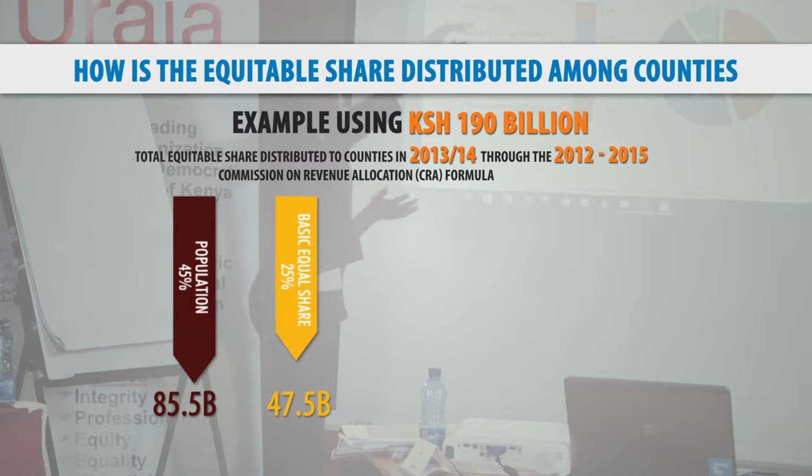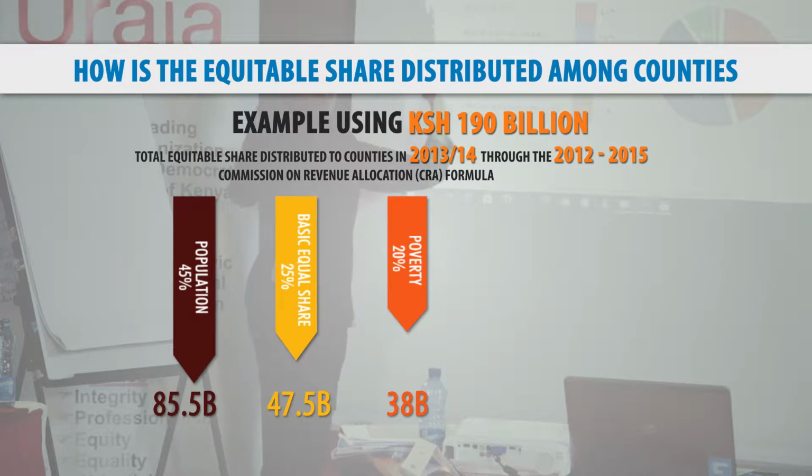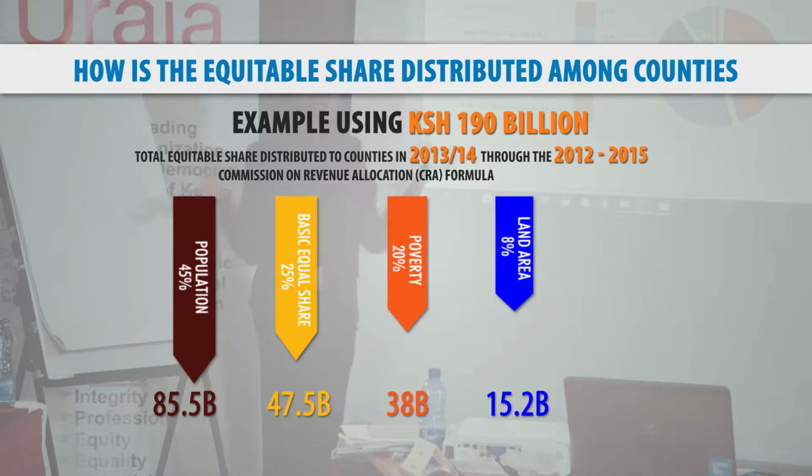For basic equal share, obviously, it's just divided by 47, the 25% of how much we have to share to the counties. For poverty, we take into consideration the poverty gap, and this is how far below the poverty line counties are, whether rural or urban poverty line. And then land area is the land area of the county divided by the total land area of Kenya. That's how you divide the 8%.